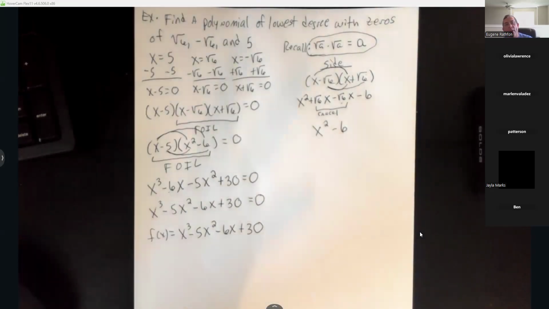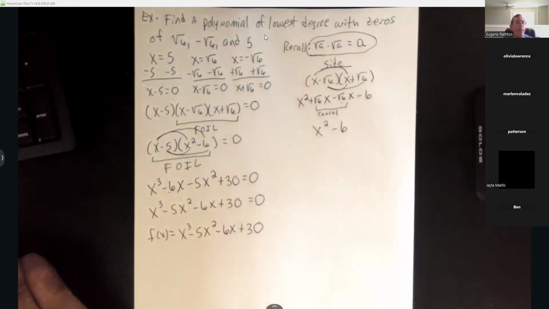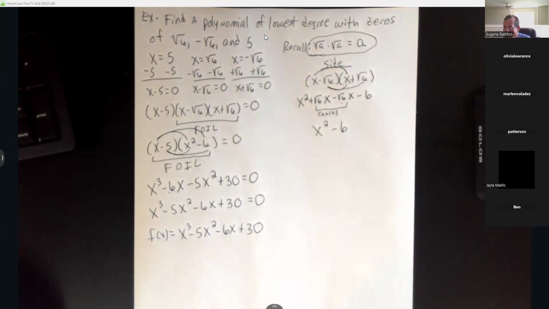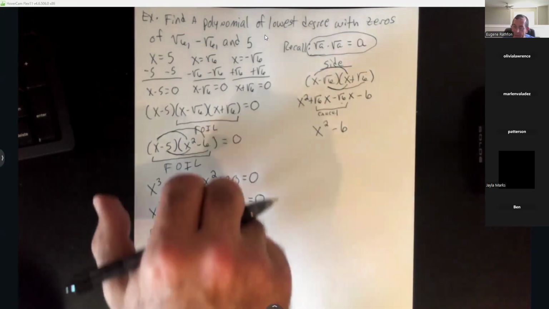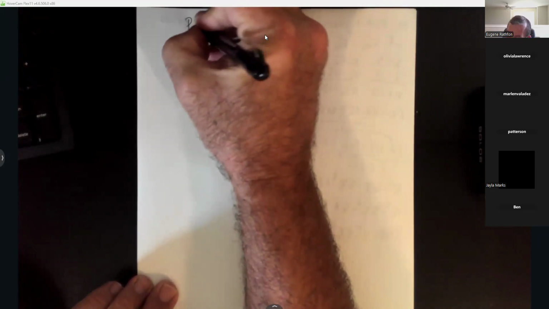Alrighty, y'all. So any questions on those first three problems where we had to do a lot of foiling? Alrighty, y'all. So let's start playing with these things now. So we got properties about zeros.